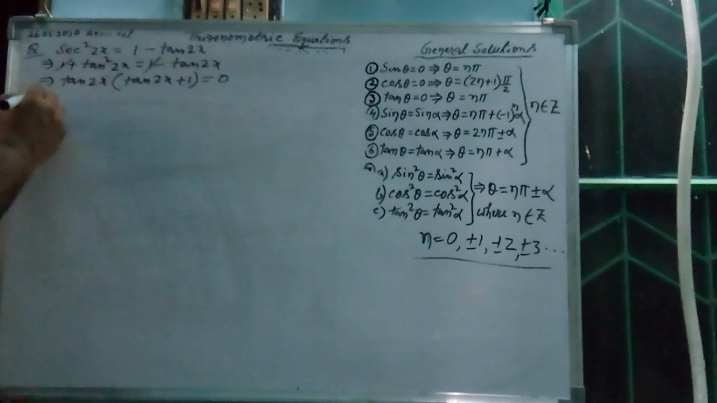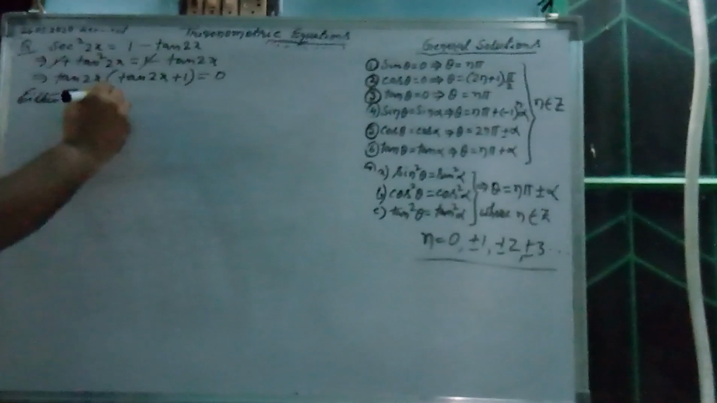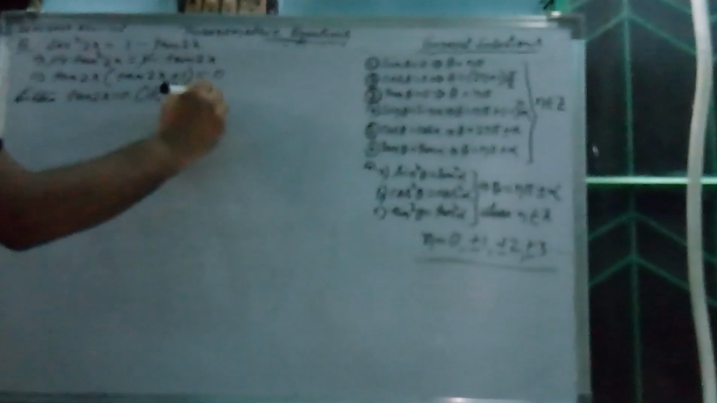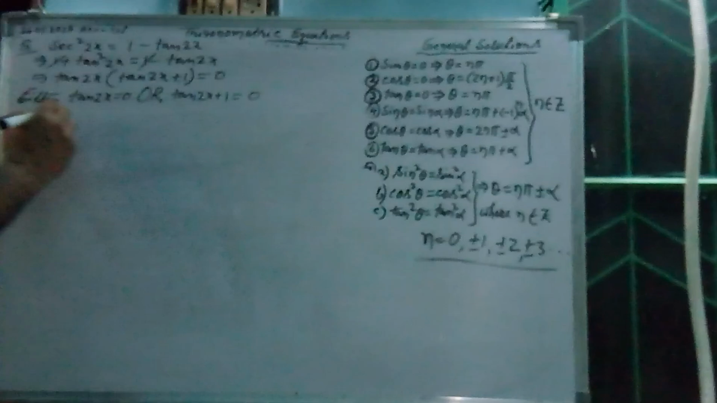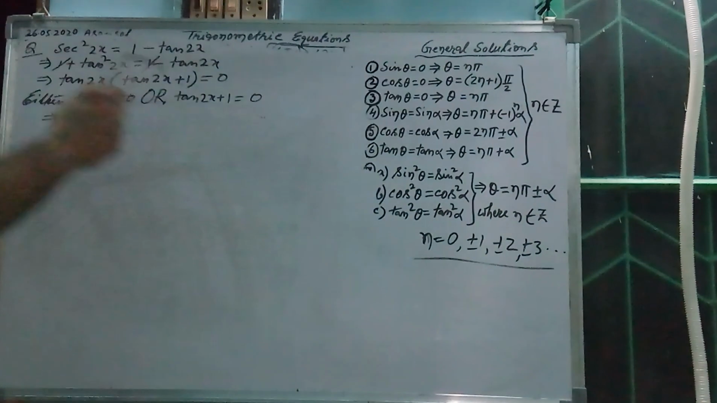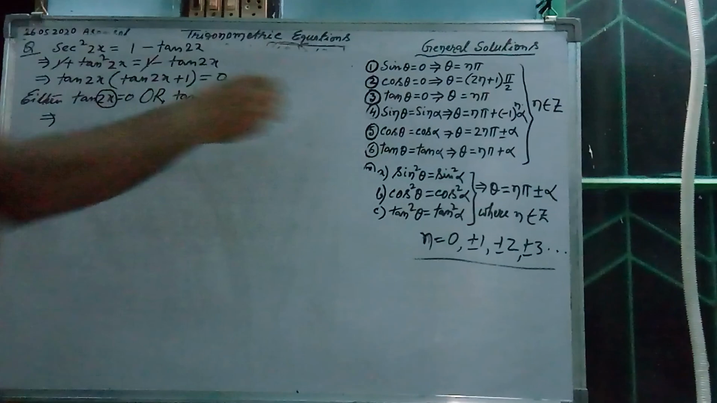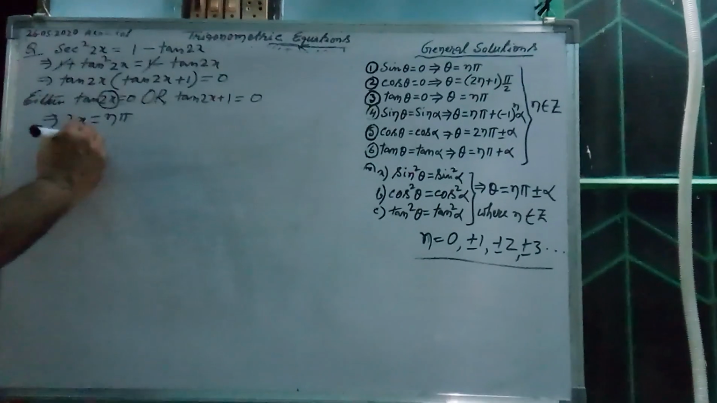So this implies either tan 2x equal to 0 or tan 2x plus 1 is equal to 0. If tan theta is equal to 0, we know that theta equals n pi. Theta is here 2x. So 2x is equal to n pi, implies x is equal to n pi by 2.